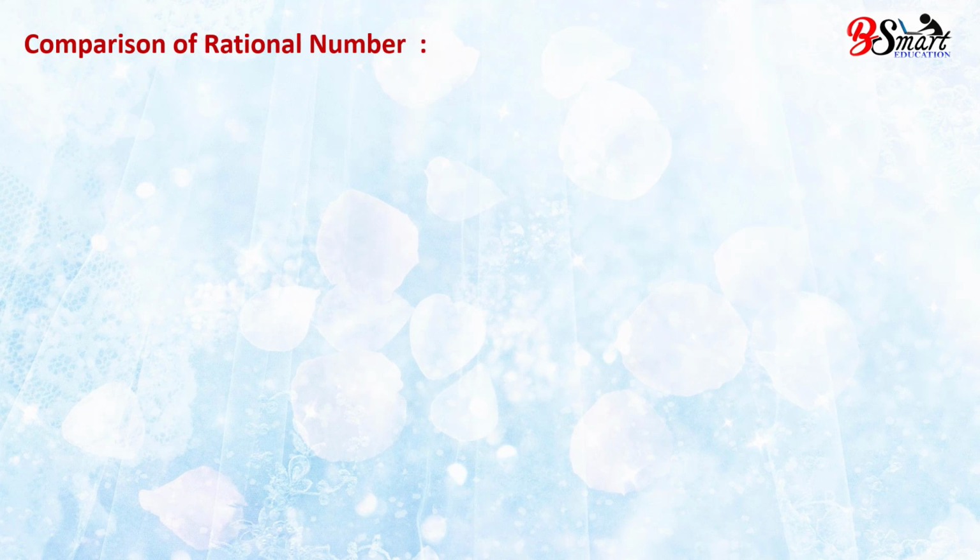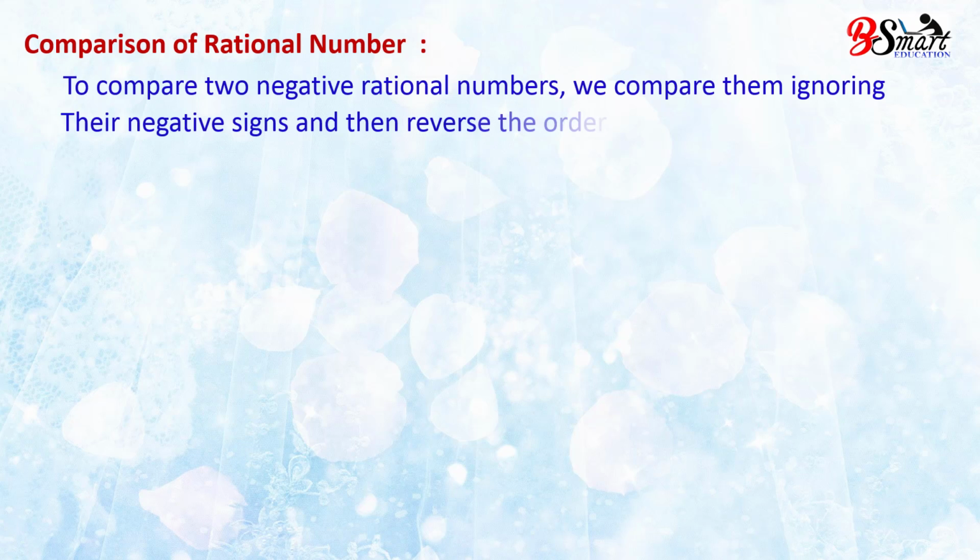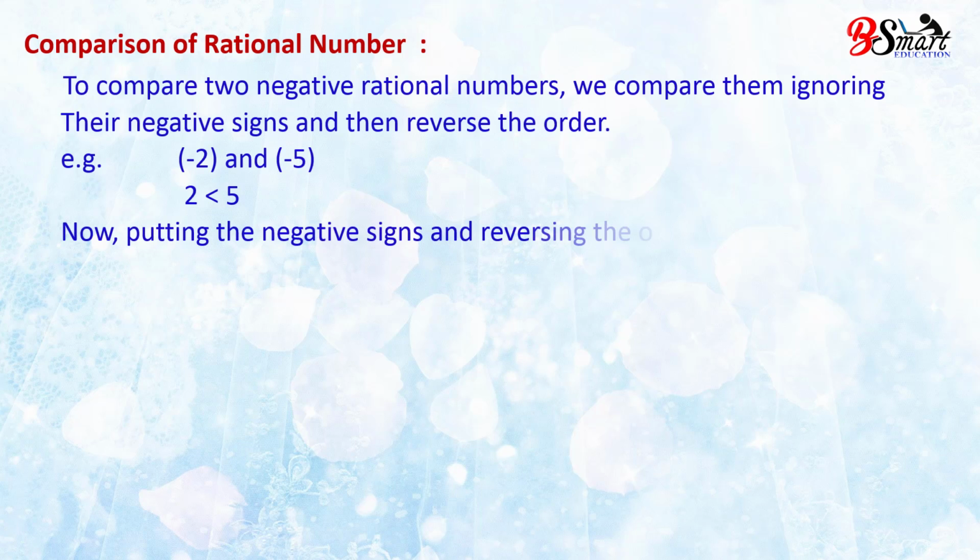Our next topic is comparison of rational numbers. To compare two negative rational numbers, we compare them ignoring their negative signs and then reverse the order. For example, let us consider minus 2 and minus 5. Ignoring the negative signs, 2 is less than 5. Now putting the negative signs and reversing the order of inequality, we get minus 2 is greater than minus 5.